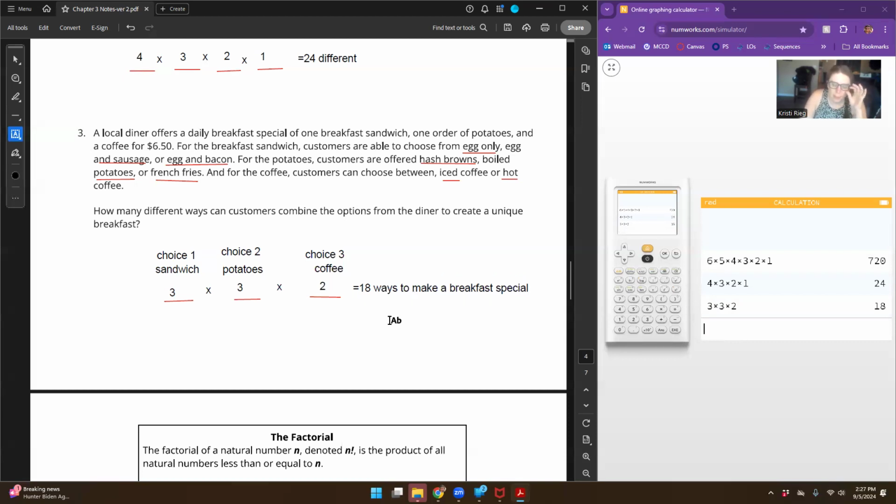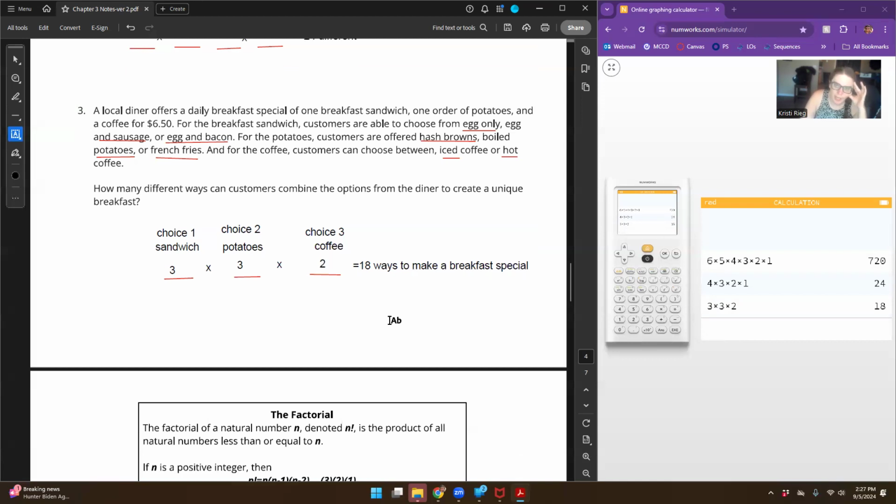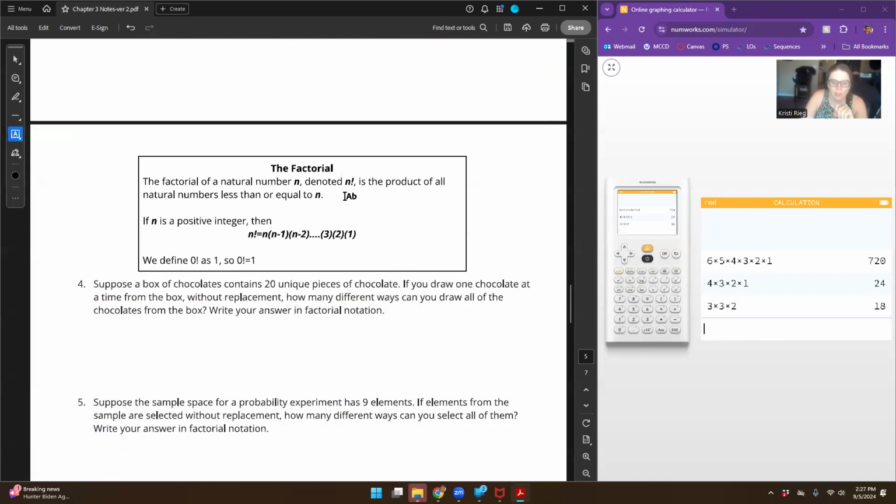Okay. Next up, we have the factorial. Look how excited it is. It has an exclamation point. It's the most exciting thing in math because of the exclamation point. And so the factorial of a natural number, written n exclamation point, is the product of all the numbers less than or equal to n.